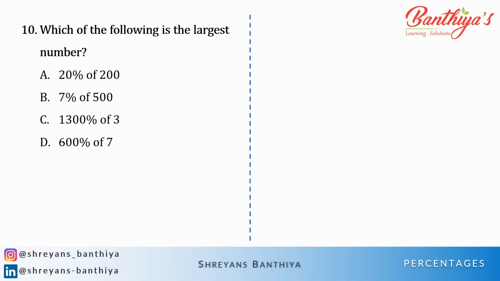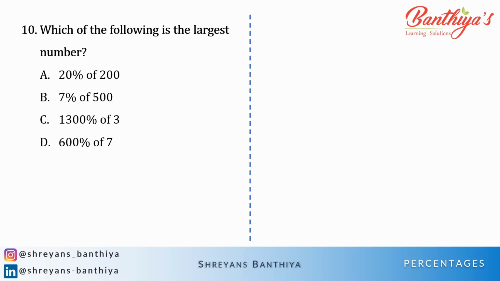Now, this is the final question for today. Which of the following is the largest number? Such kind of questions are very tedious and lengthy, but they can be visually sorted as well. Now, let's see. 20% of 200, 10% of 200 is 20. So 20% would be 40. So A is 40. 7% of 500. Now 1% of 500 is 5. 5 sevens are 35. So B is 35. Obviously A is greater than B.